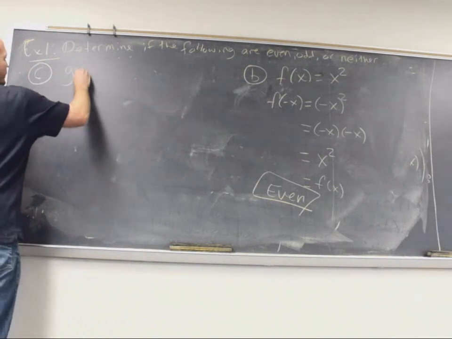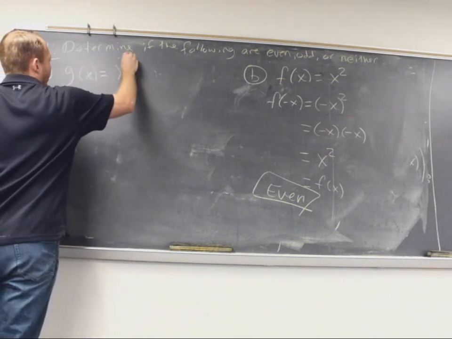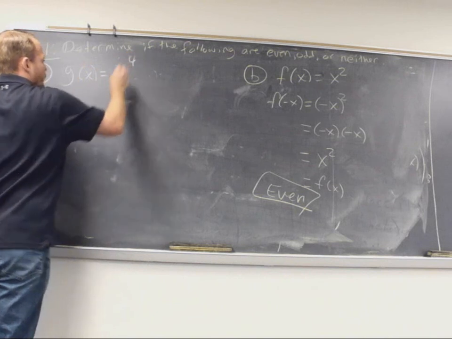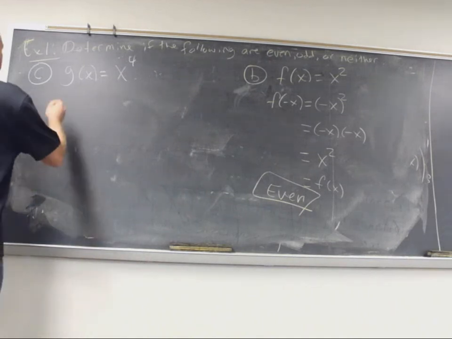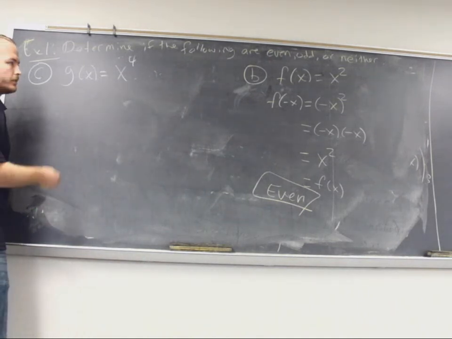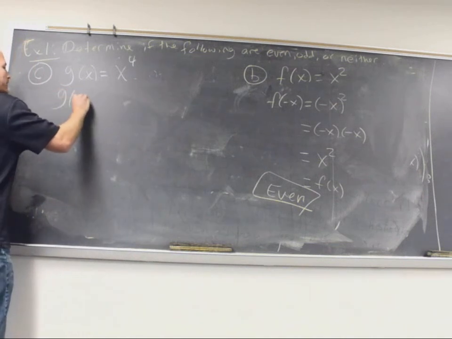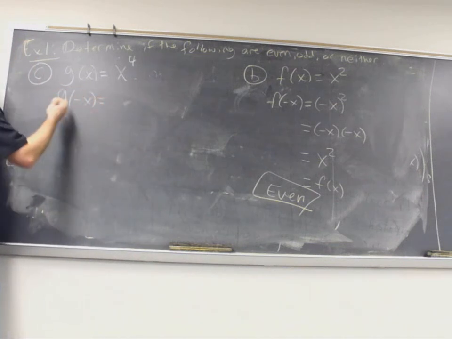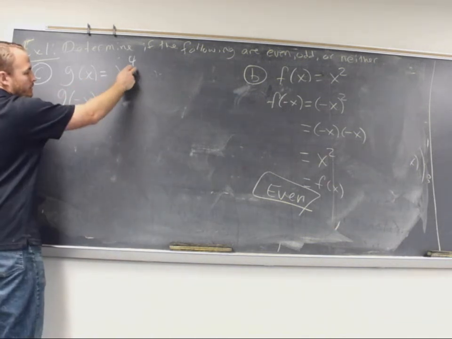C, let's call it g of x is equal to x to the fourth. All right, I want to know if this is even, odd, or neither. So how does it start? It starts the same way every single time. Plug in negative x. That means I'm taking negative x and I'm plugging it into my g function everywhere there's an x. So this becomes negative x to the fourth.